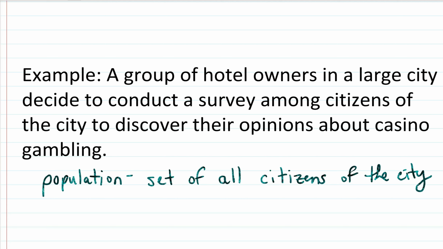All right, so let's look at another scenario. Let's say one of the hotel owners suggests obtaining a sample by surveying all the people at 6 of the largest nightclubs in the city on a Saturday night, right? So that's his suggestion. He says, get a sample, because you can't do the entire population, obviously. You can't survey all the citizens in a city. And each person will be asked to express his or her opinion on casino gambling.